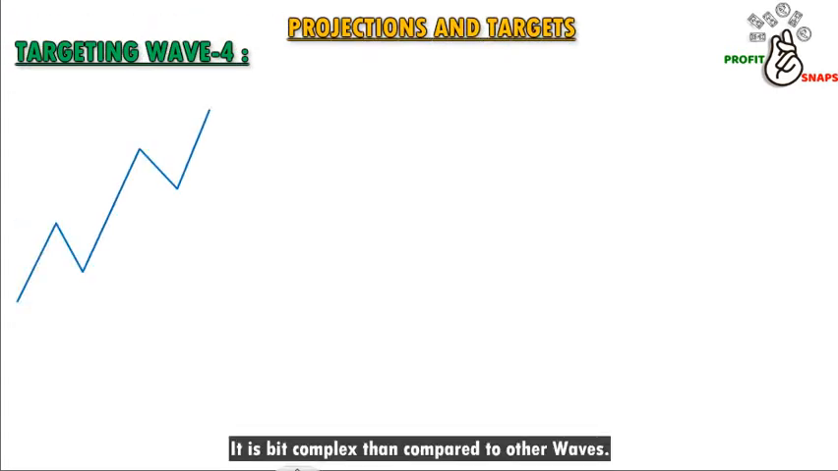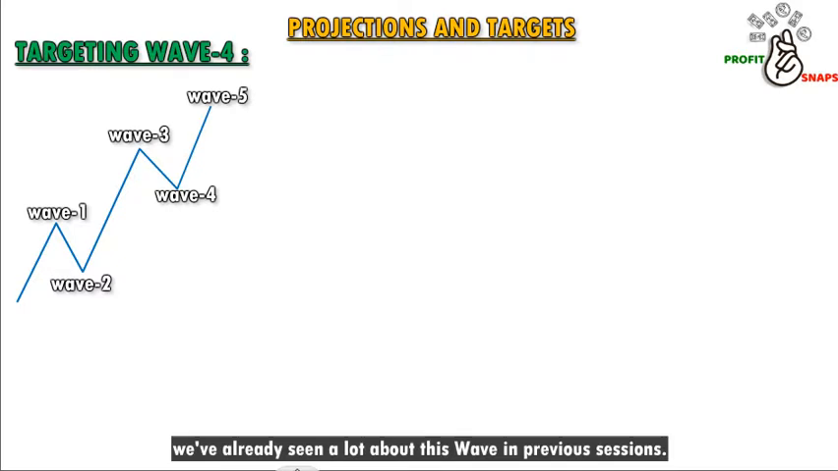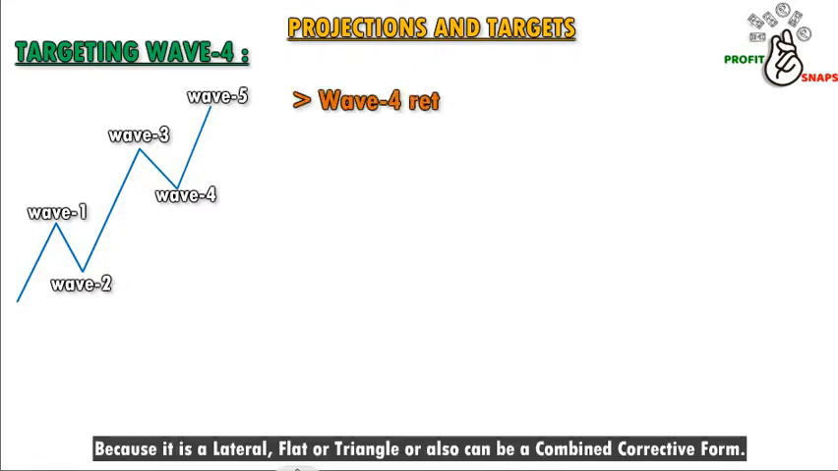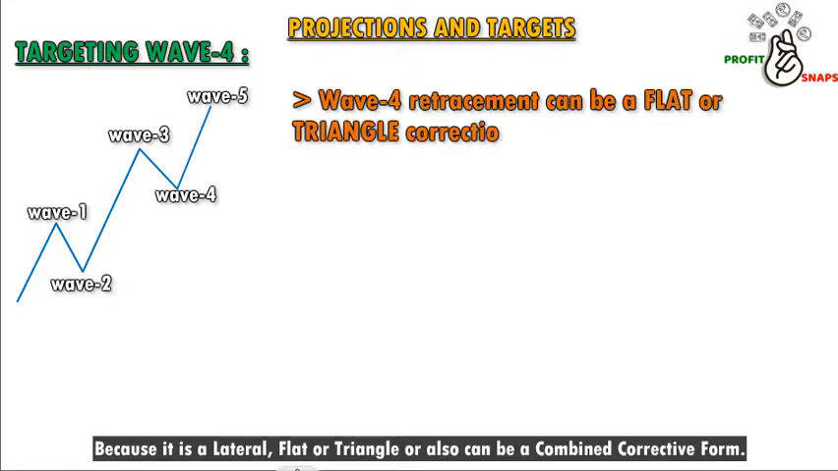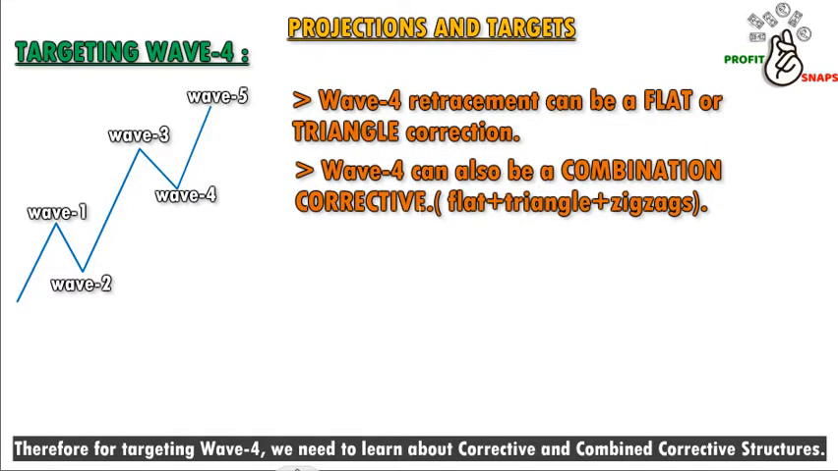Targeting wave 4. It is a bit complex compared to other waves. We've already seen a lot about this wave in previous sessions. We cannot judge its target only with ratio analysis, because it can be a lateral, flat or triangle, or also can be a combined corrective form. Therefore for targeting wave 4, we need to learn about corrective and combined corrective structures. We'll discuss those things in our upcoming sessions.